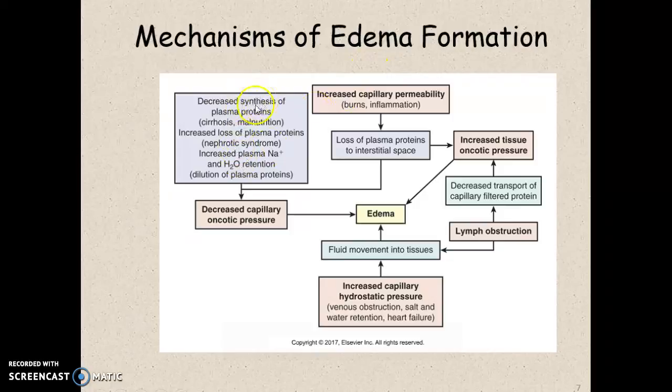So you have decreased synthesis of plasma proteins. This can be due to liver disease, malnutrition, increased loss of plasma proteins, increased plasma sodium levels, water retention, loss of plasma proteins that can move into the interstitial space. You have decreased transport of capillary filtered proteins. Fluid movement into the tissue. That is what's going to cause edema.